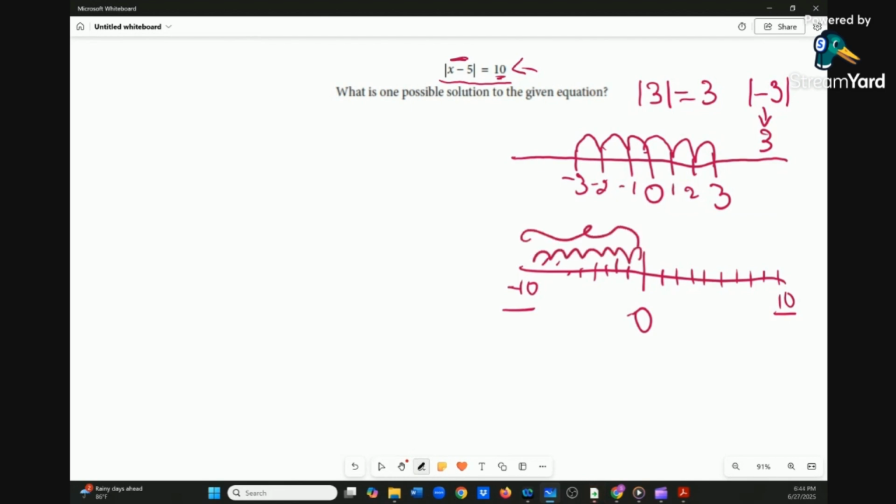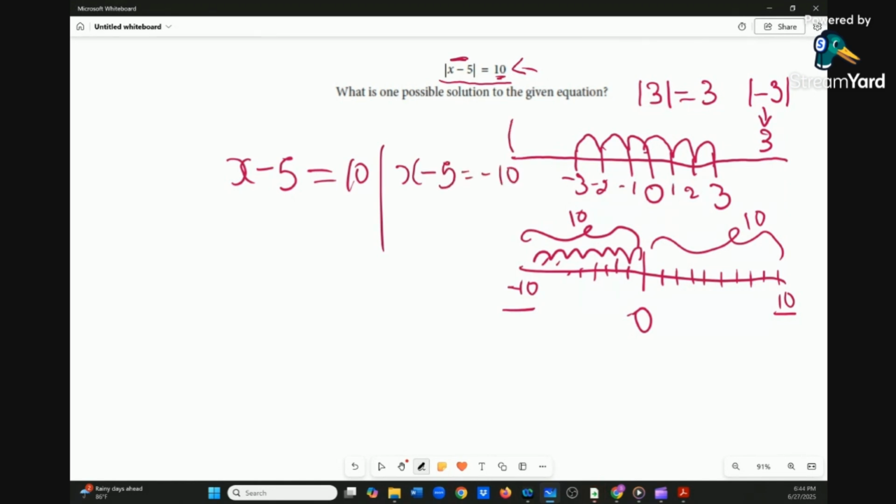This should be 10 units away from 0. This should also be 10 units away from 0. What does this tell us? Well, this tells us that whatever is between your bars, which is the x minus 5, is either 10 or -10. X minus 5 is either -10 or 10.